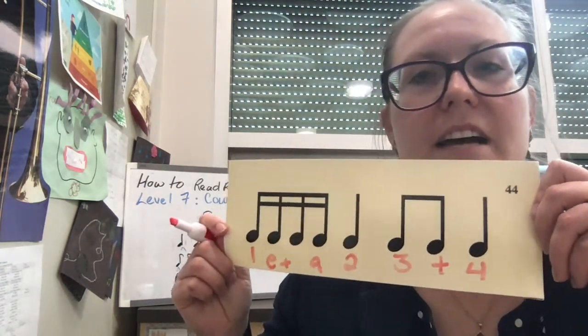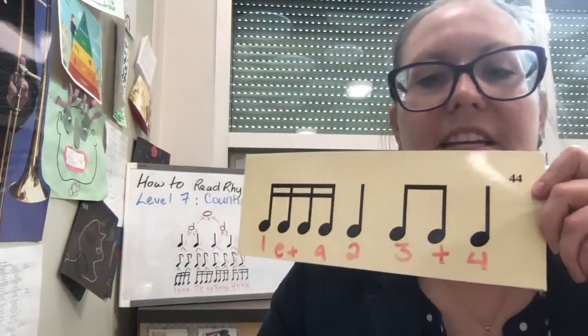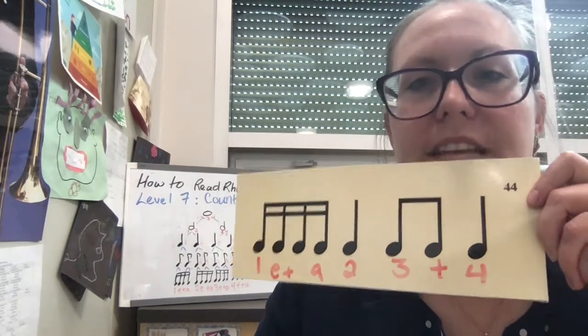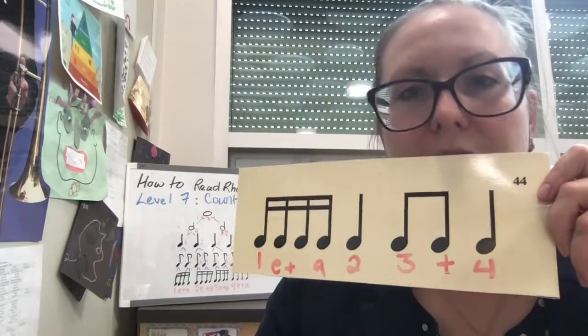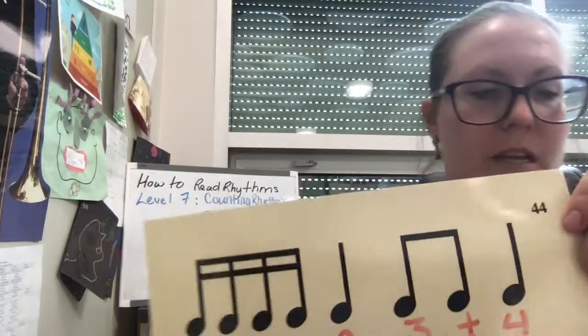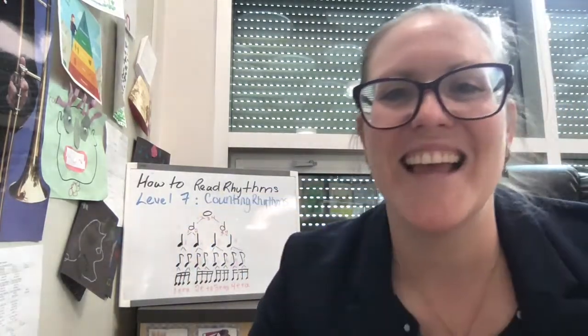Ticka ticka ta, tee tee ta, 1 e and a 2, 3 and 4. Ticka ticka ta, tee tee ta, 1 e and a 2, 3 and 4. So that is how you apply counting to your rhythms.